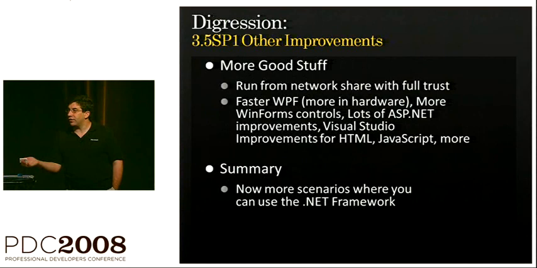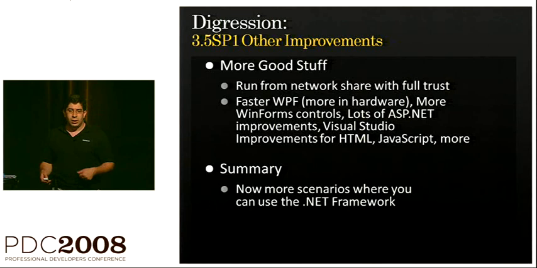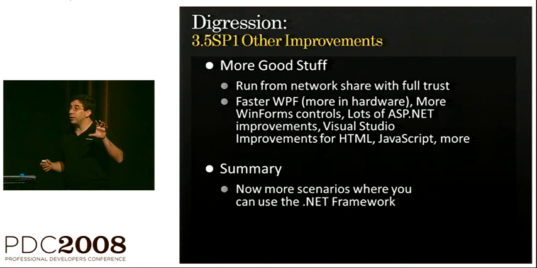While I'm digressing and talking about 3.5 SP1, I'm going to just talk about a few other great things it brought with it. Running from the network share with full trust is going to make it a lot easier to deploy your applications. Faster WPF, we didn't do this, this is stuff other teams did, but that's also going to make things faster. More WinForms controls, lots of ASP.NET improvements, Visual Studio improvements for HTML and JavaScript. So the great thing about this is there's really going to be more scenarios, particularly around those client scenarios, where you can use the .NET framework.